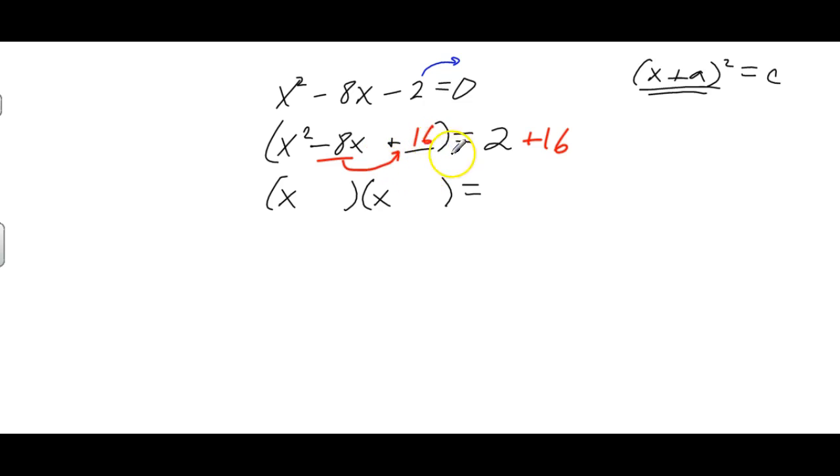So I know it's going to be easy to factor because it's going to be the same factor twice. So square root of 16, I don't have to think about it. It's going to be 4 and 4. Same factor twice. Minus 8, so it's going to be minus and minus. Over here we get 18.